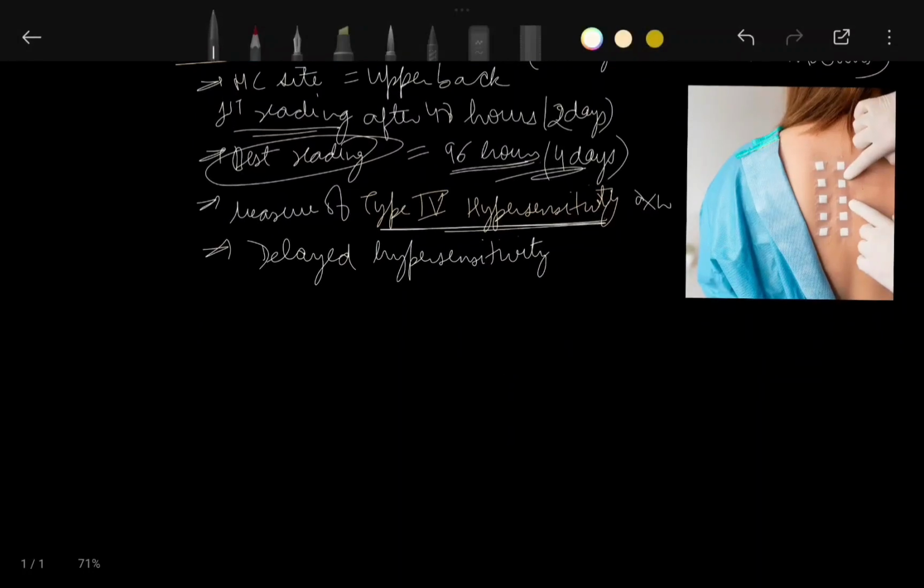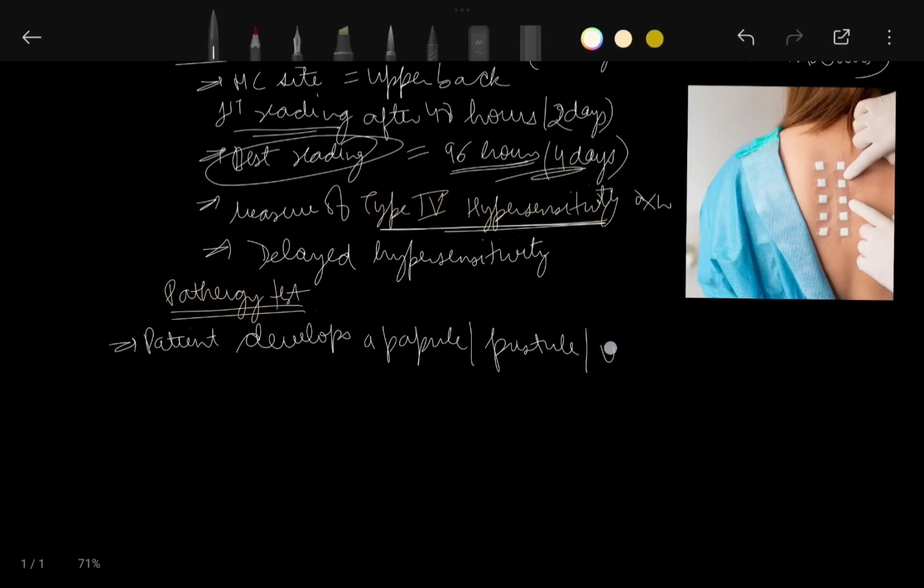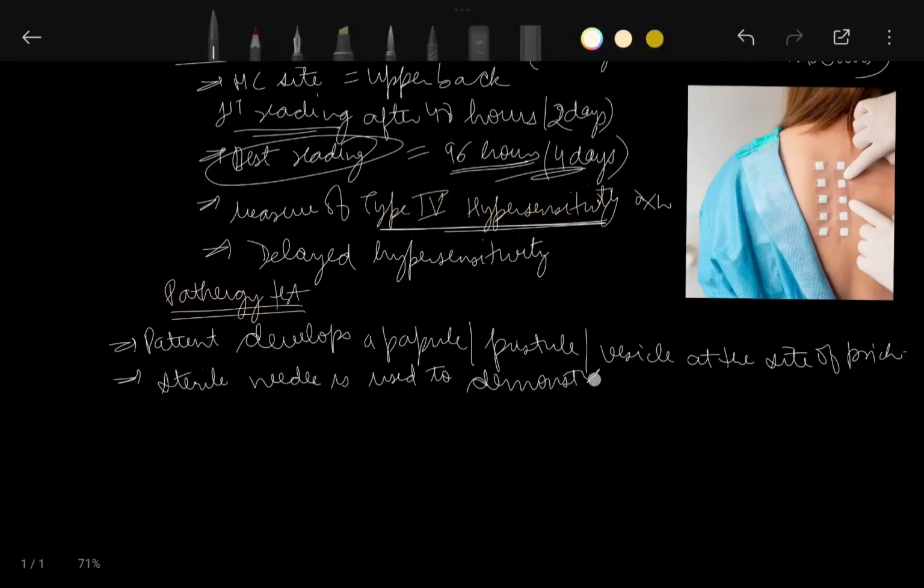After this, coming to the pathergy test. In this case, what happens? Patient develops a papule or a pustule or vesicle at the site of prick. Now, what are papules, pustules, or vesicles? For this, you have to refer to the previous video. Also, a sterile needle is used to demonstrate this test.